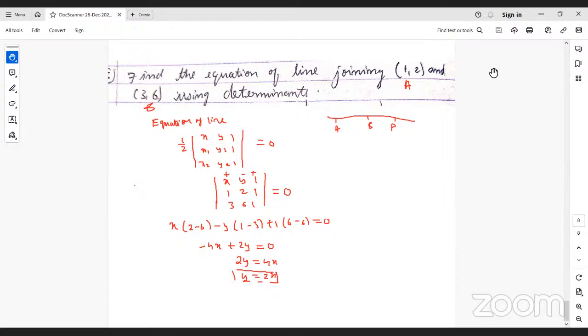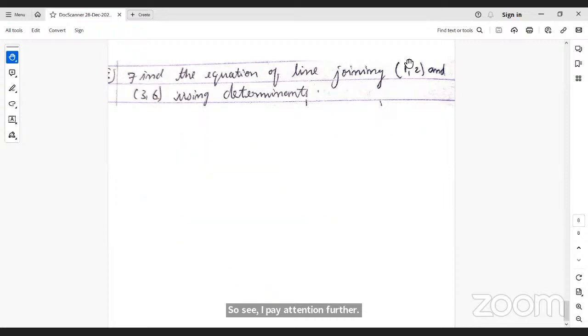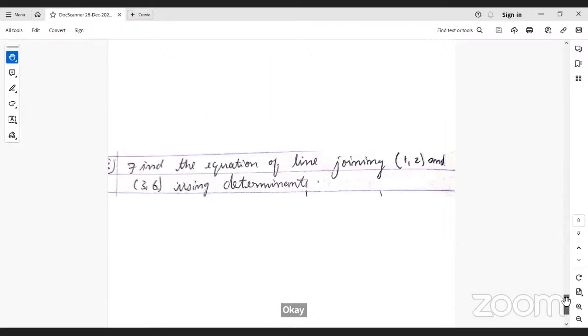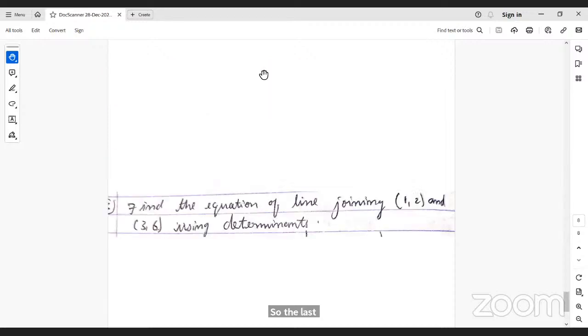Pay attention further. So the last question here. In the chat box, now y is equal to 2x. I already explained why it is 0, why we need to consider 0. So now the next one, pay attention.